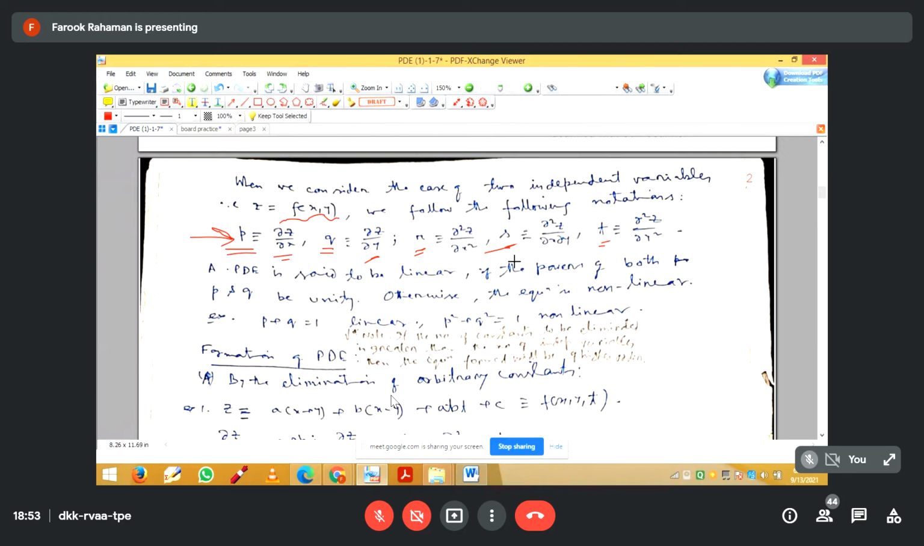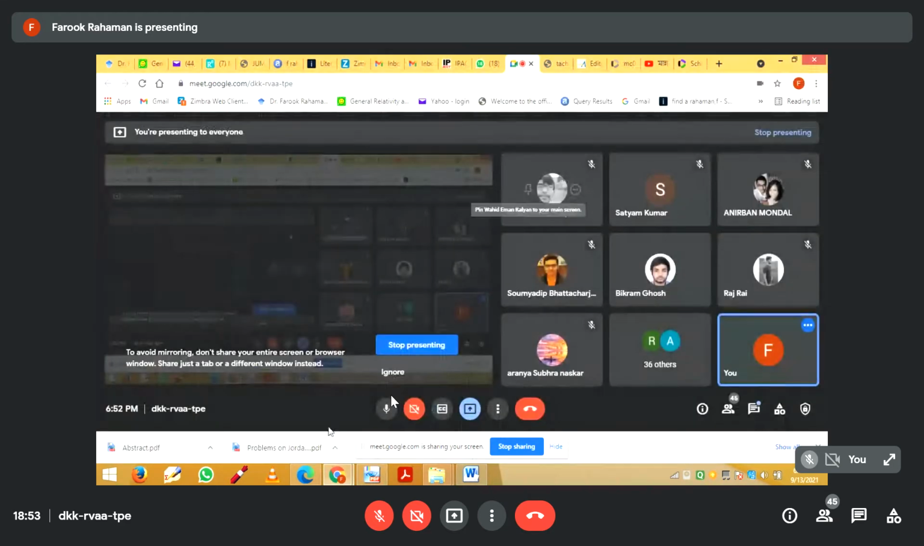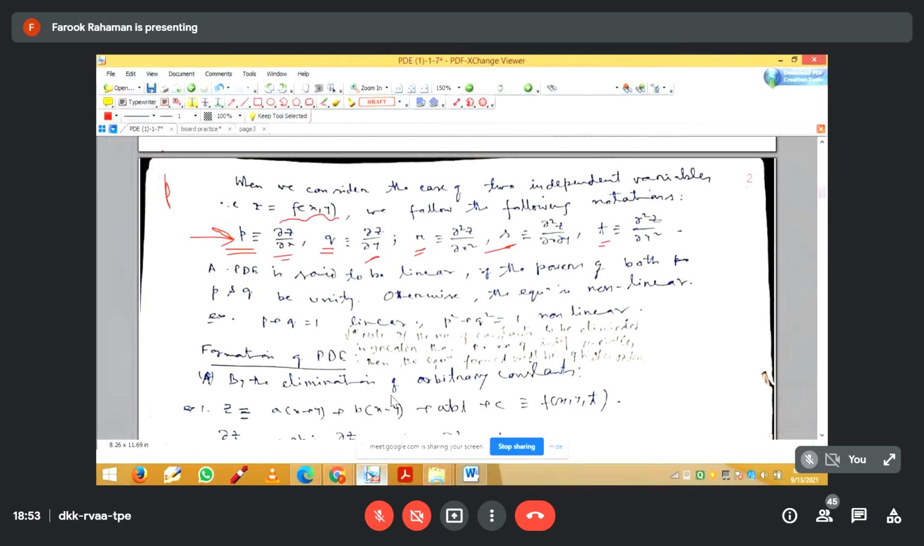So you just use these symbols. Unless mentioned otherwise, we assume p means the partial derivative with respect to x, q means the partial derivative with respect to y, etc. Just remember these symbols: p, q, r, s, t.